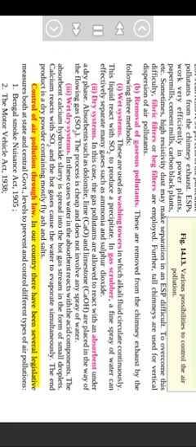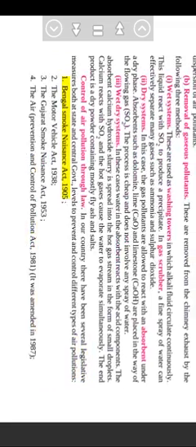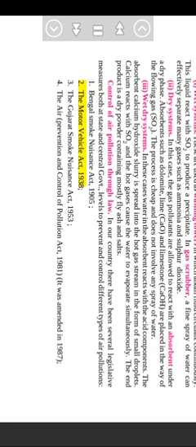Control of air pollution through law. In our country there have been several legislative measures both at state and central government levels to prevent and control different types of air pollution. 1. Bengal Smoke Nuisance Act, 1905. 2. The Motor Vehicle Act, 1938. 3. The Gujarat Smoke Nuisance Act, 1953. 4. The Air Prevention and Control of Pollution Act, 1981. It was amended in 1987.